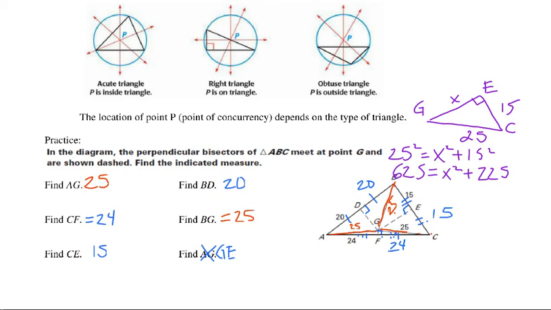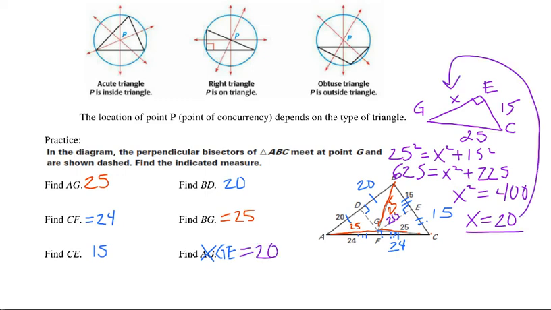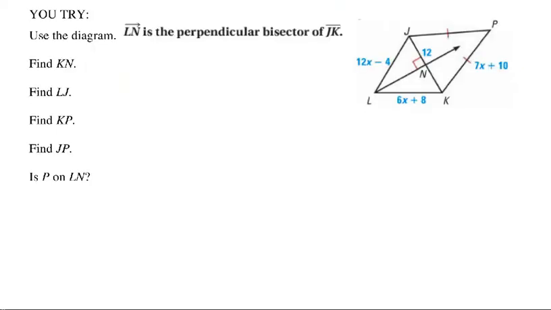This is the last problem, and I would like you to use some of the previous problems that we did to answer this question. If LN is the perpendicular bisector of JK, that tells you some different information, and you need to solve for x first of all. Once you solve for x, then you can plug the x value back in and find the missing segments. So go ahead, push pause, work it out, and when you're ready to check your answer, go ahead, push play.